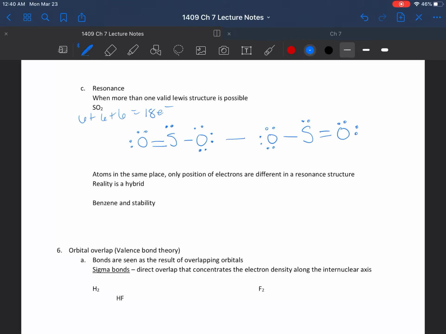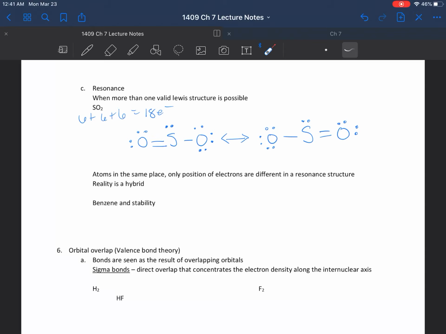We say these are resonance structures, and we use a resonance arrow. What this tells us is that neither one of these Lewis structures alone is enough. Sulfur dioxide winds up not having a single bond and a double bond. When you actually look at the structure, both bonds are the same length. Usually a double bond is shorter, a single bond is longer. In this case, the sulfur dioxide has 2 bonds that are equal in length.